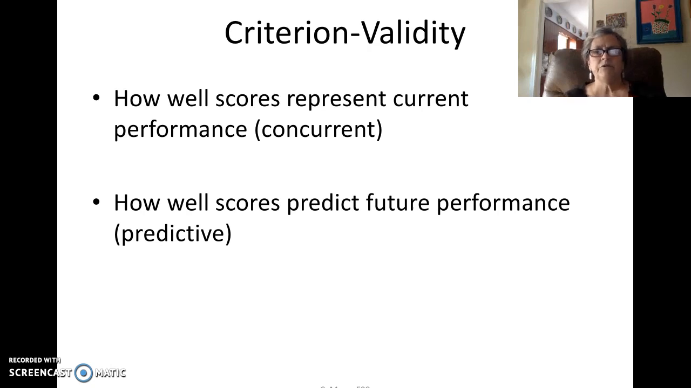Criterion validity tells you how well the scores represent the child's current performance. Concurrent validity, or how well the scores predict future performance, which is predictive validity. So again, a test you may not be familiar with is the Miller assessment for preschoolers, and people have done research to see, can a score on that test predict how well the child does in kindergarten? Can they predict future performance? As well as concurrently, does it actually represent their performance that they're able to do right now?